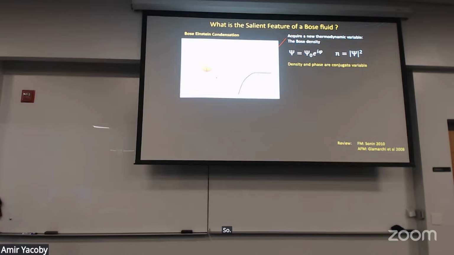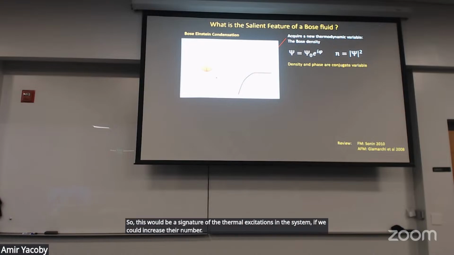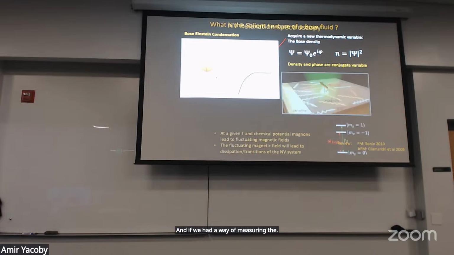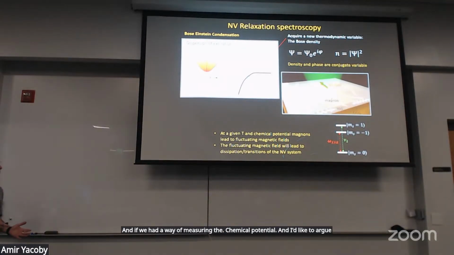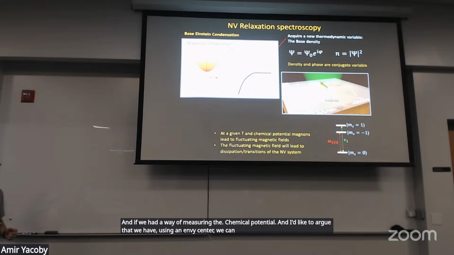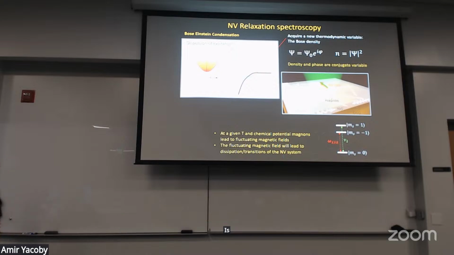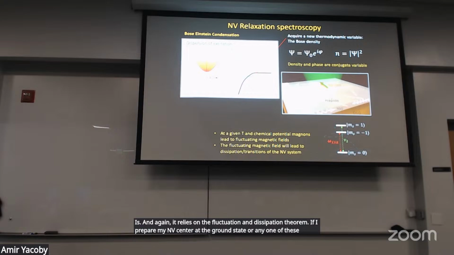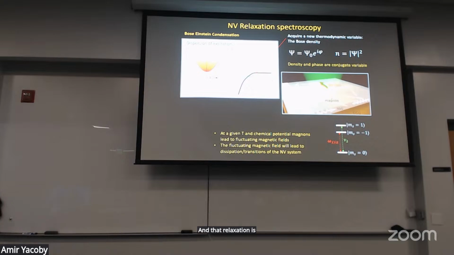So this would be a signature of the thermal excitations in the system if we could increase their number and if we had a way of measuring the chemical potential. And I'd like to argue that we have. Using an NV center, we can directly measure what this chemical potential is. And again, it relies on the fluctuation dissipation theorem. If I prepare my NV center at the ground state or any one of these excited states, fluctuations in the magnet at the frequency of the two-level system would lead to relaxation. And that relaxation is therefore a measure of how many of these fluctuations exist at that particular frequency.